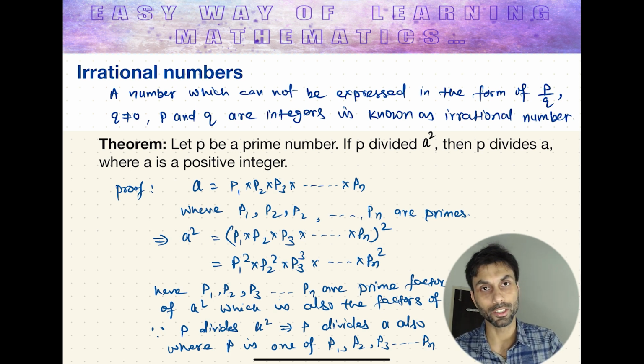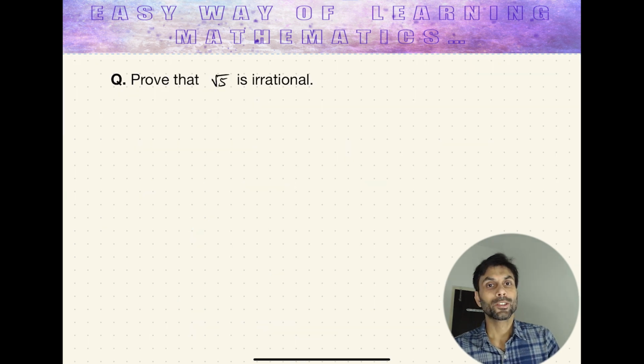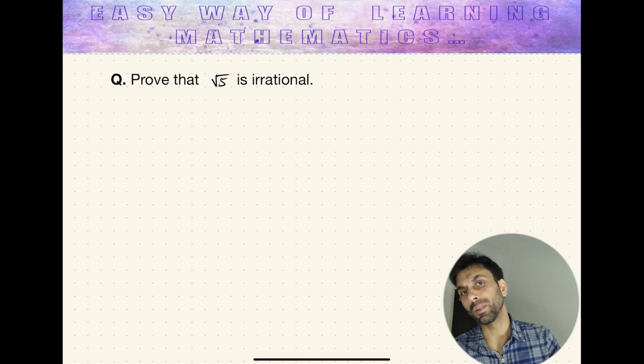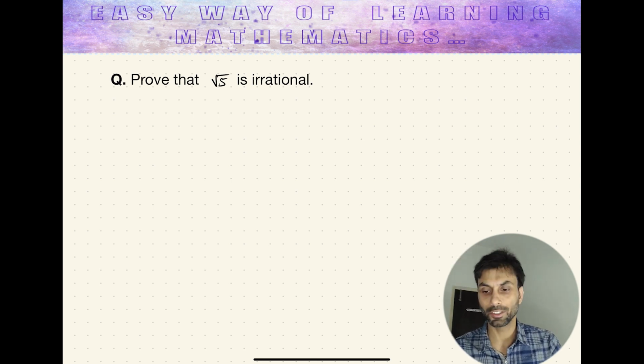So now let's move towards the questions. The first type of question is: prove that root 5 is an irrational number. In place of 5 it can be any other prime number; we will follow the same pattern. Whether it is root 5, root 2, root 3, root 7, root 11, or root 13, we are going to follow the same steps which we use to prove root 5 is an irrational number.